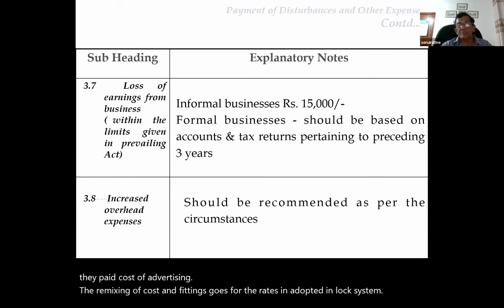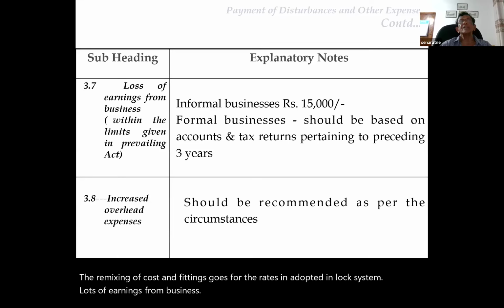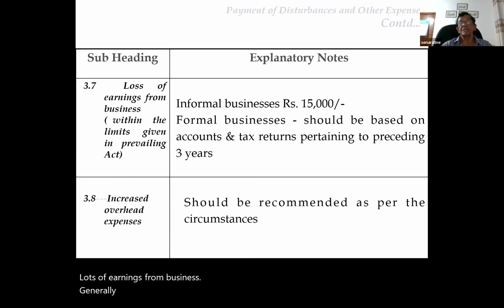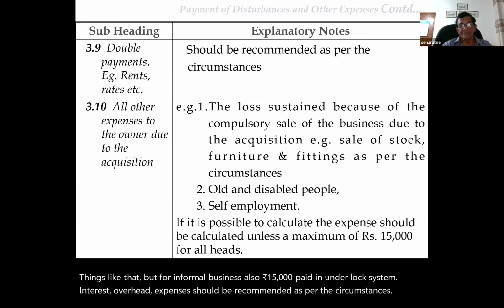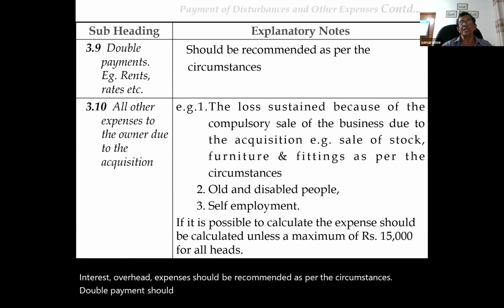Loss of earnings from business. Generally under the Land Acquisition Act, we recognized formal businesses only where they maintain their statement of accounts and audited accounts, things like that. But for informal business also, 15,000 rupees was paid under the LARC system. Increased overhead expenses should be recommended as per the circumstances. Double payment should be recommended as per the circumstances. If they claim, based on the claim, we can pay.